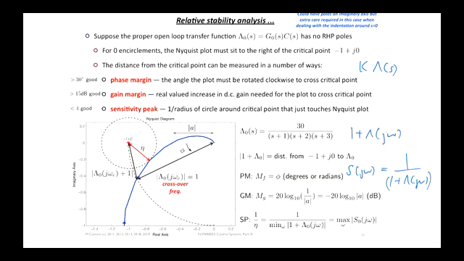Okay, good afternoon everyone. So today we're going to continue looking at Nyquist plots, and in particular how close they get to the critical point -1.